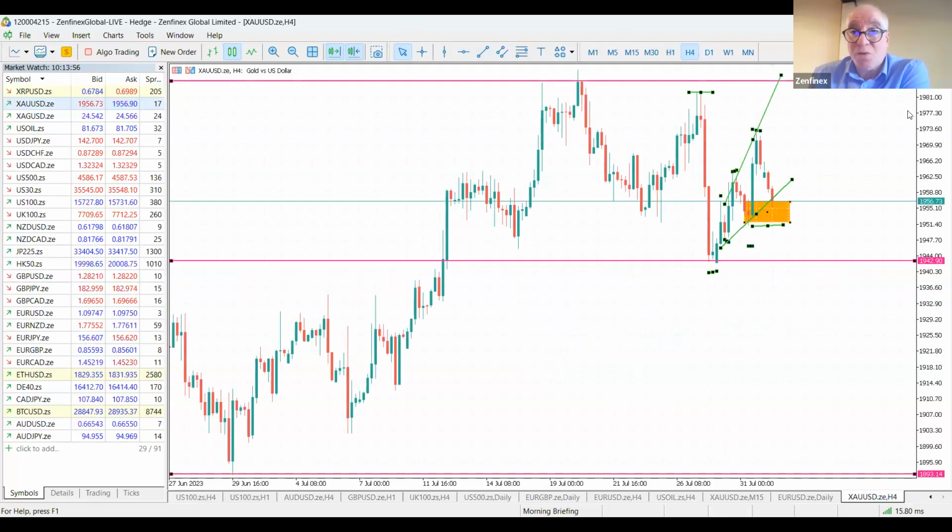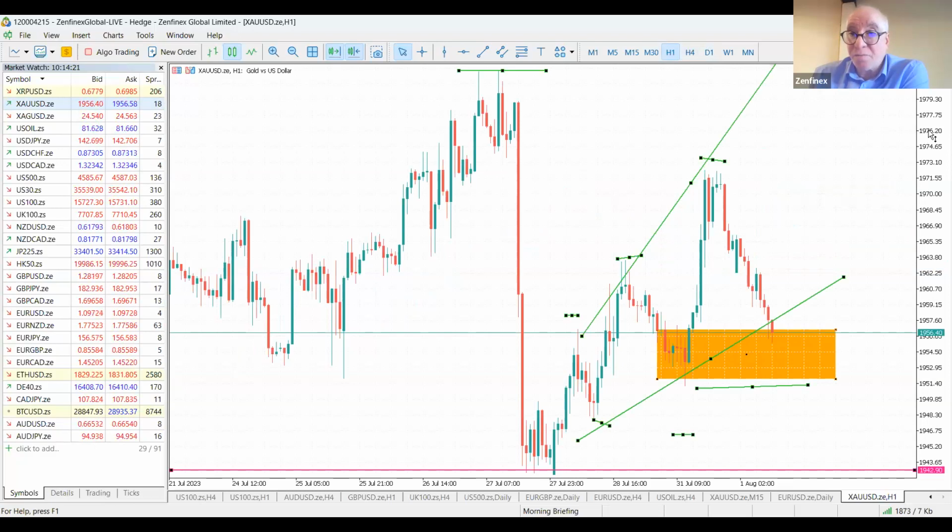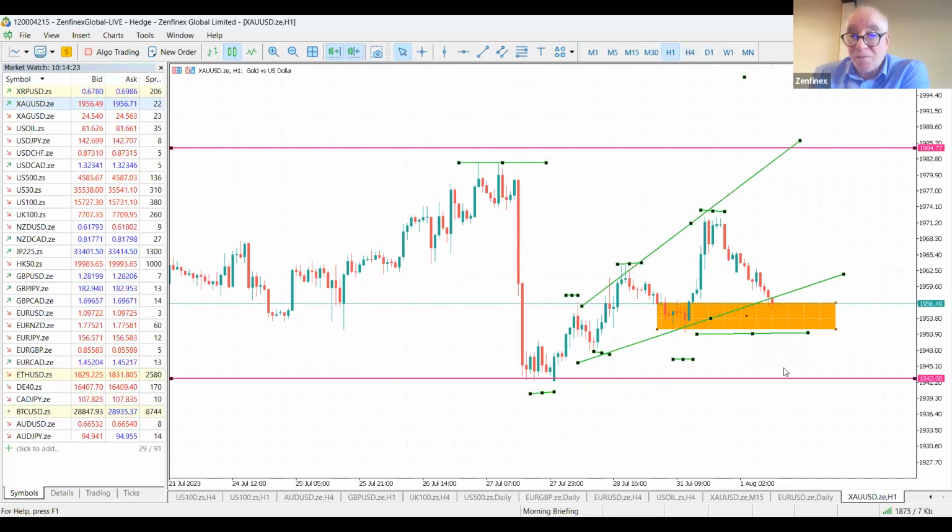If I go back to the 4 hourly, this is really bouncing between these two levels, 1984 and 1942. And again, even the 4 hourly is showing the key level here that we need to maintain. Is it going to bounce off this level and continue its journey back up to here, or is it going to break down? Let me go back to the hour. Or is it going to break down and hit this previous level of support?